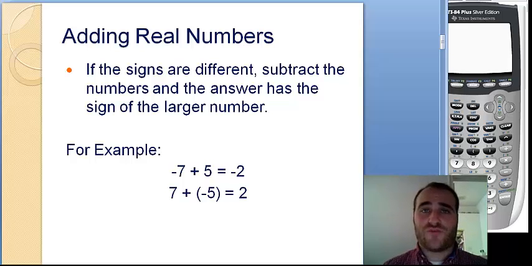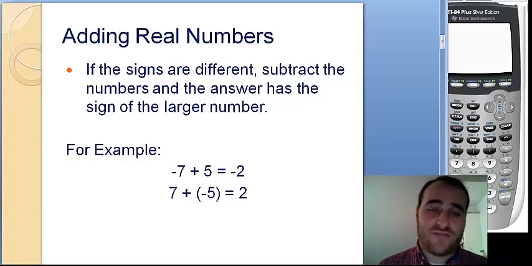Then we look at 7 plus negative 5, and again, we take the two numbers, the 7 and the 5, and we subtract them. 7 minus 5 is 2. Then we look at the sign of the bigger number, which comes from the 7, so our answer is 7 plus negative 5 is equal to positive 2.